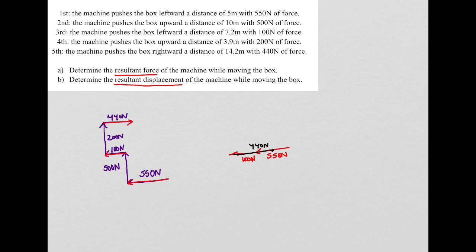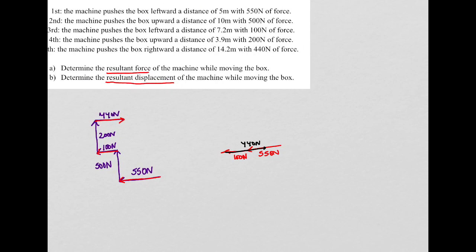So in order to figure out how long the remaining resultant, the horizontal component is, we have to add 550 plus 100 and then subtract 440. And when we do that, we find that our vector is in this direction, and it is 210 newtons. All right, so that is our horizontal component.